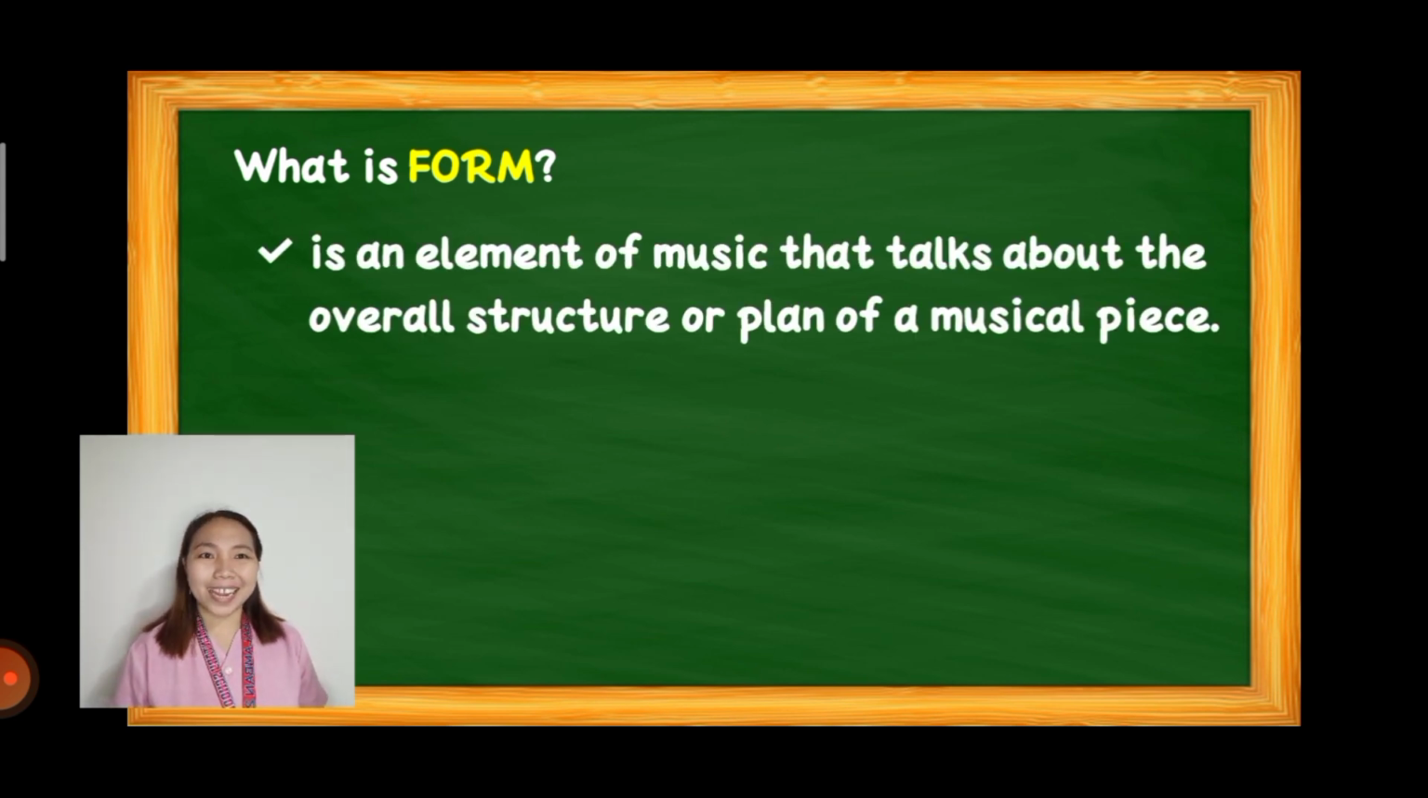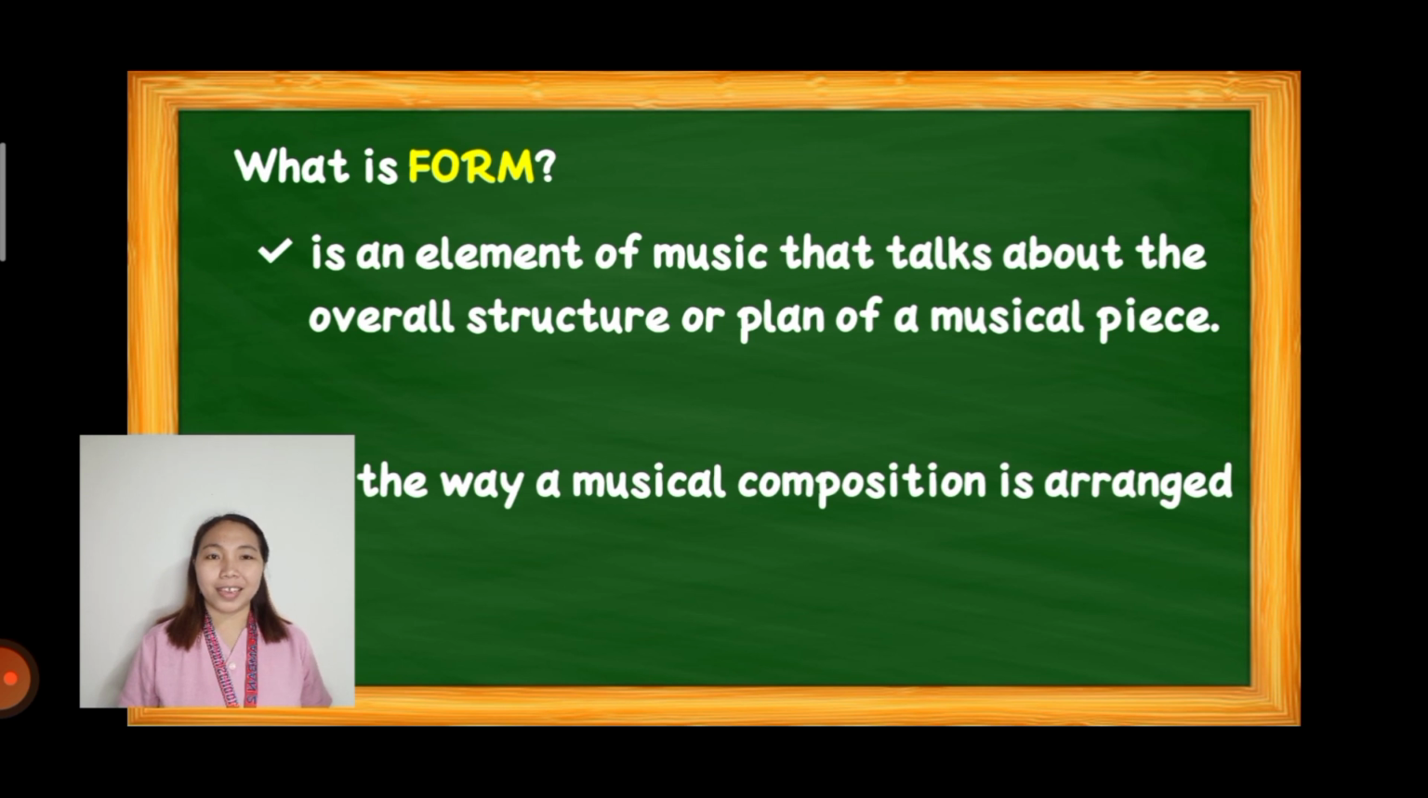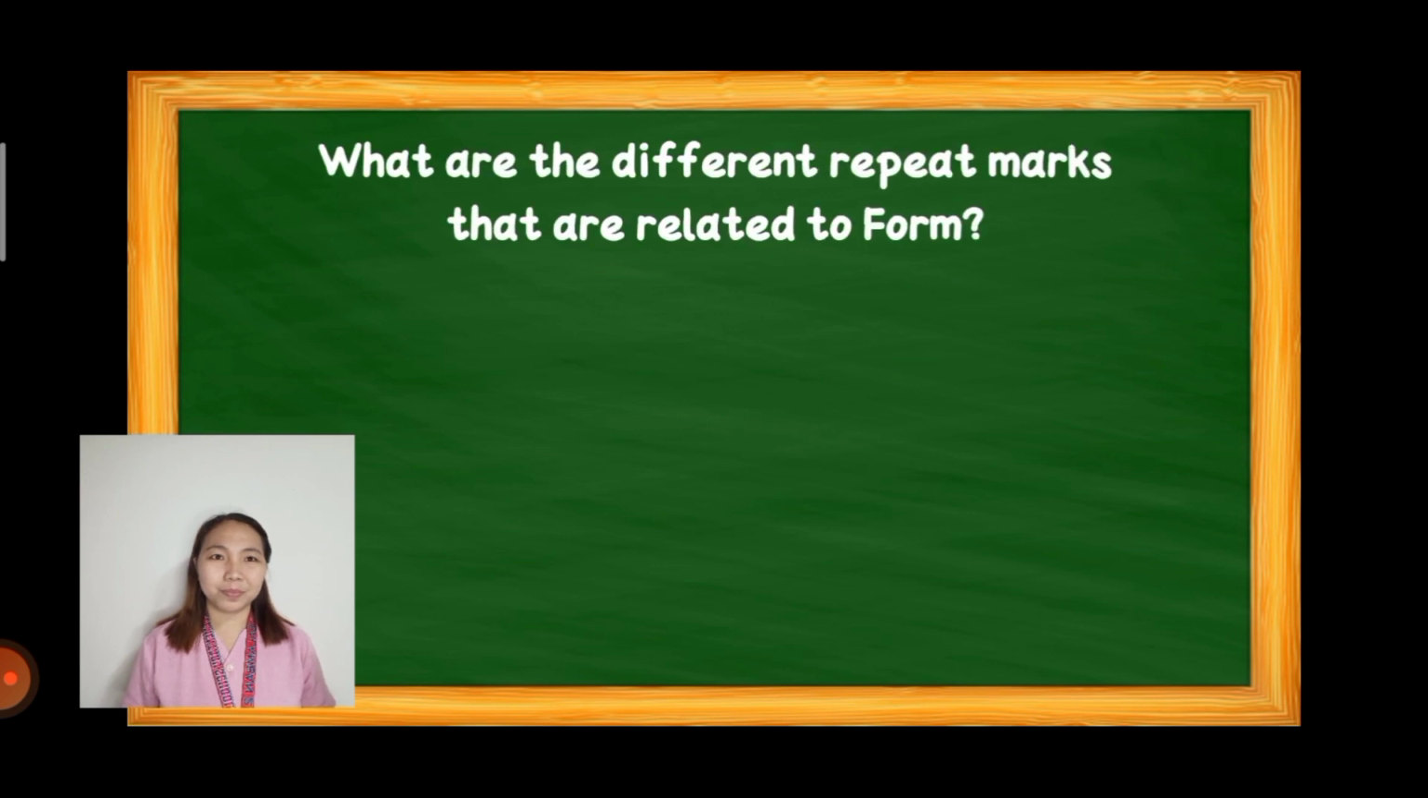Form is an element of music that talks about the overall structure or plan of a musical piece. It is the way a musical composition is arranged. What are the different repeat marks that are related to form?